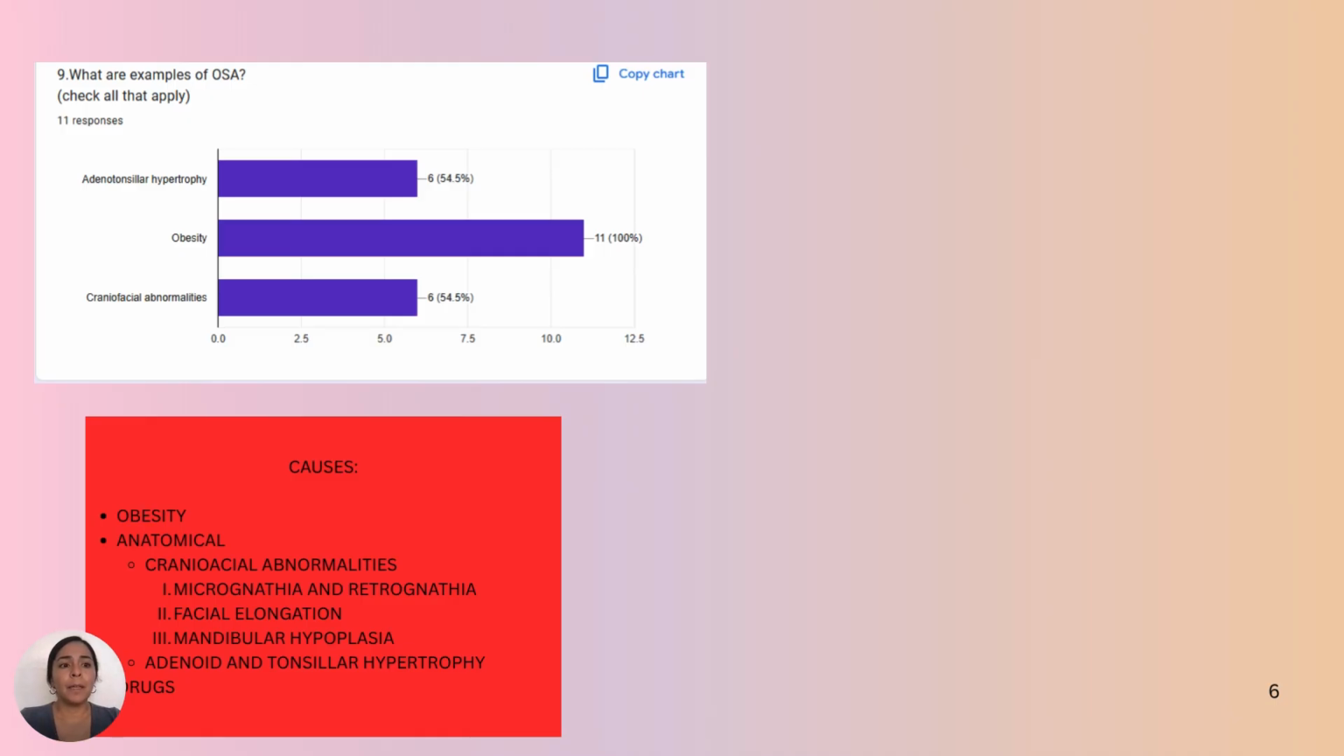During our survey, some of you were not able to answer this question correctly. All three of these options are causes of OSA. So obesity, then we have our anatomical. Obesity is the most common. Our anatomical causes include craniofacial abnormalities, such as micrognathia, retrognathia, facial elongation, mandibular hypoplasia, and of course adenoid and tonsillar hypertrophy, and then some drugs.